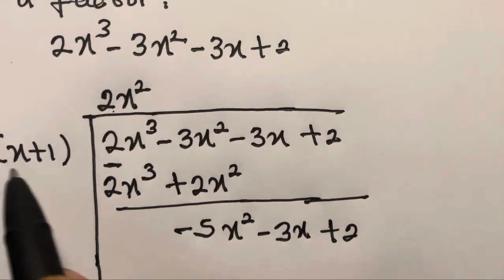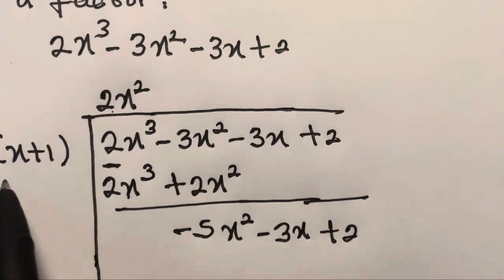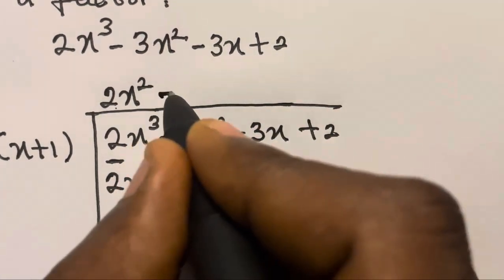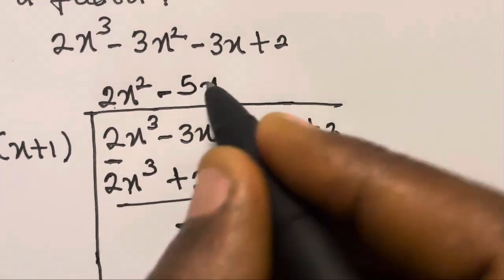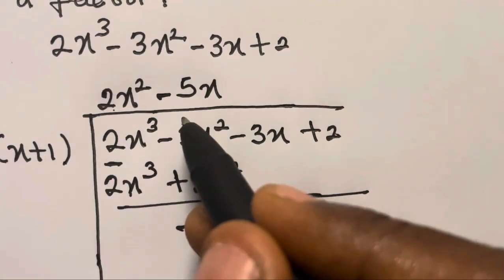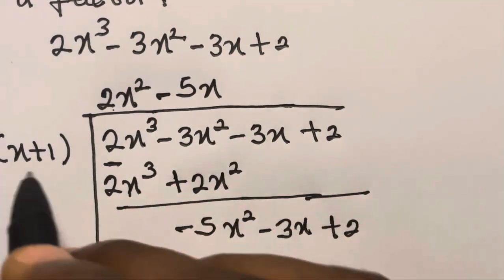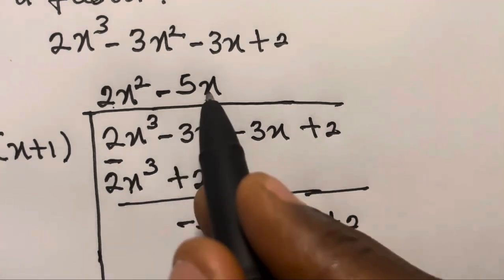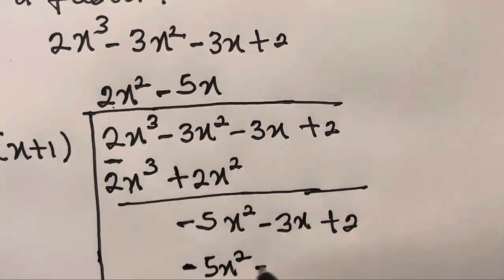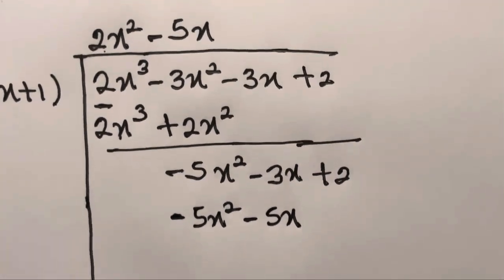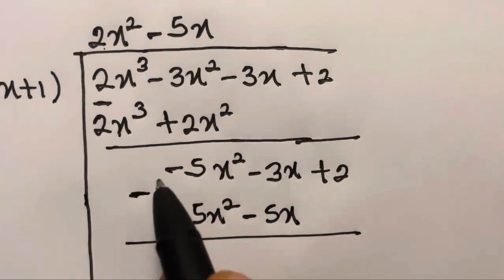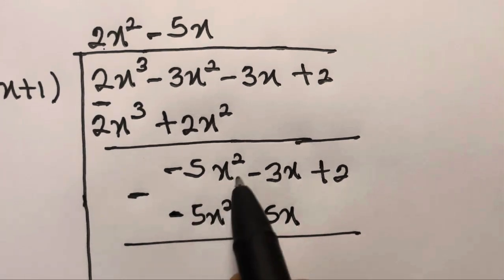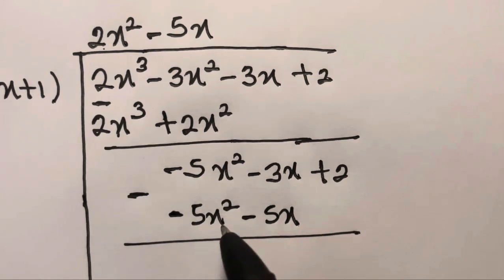So again, we have to divide minus 5x squared divided by x. So we have minus 5x. So again, we use this to multiply out this. So if you use to multiply, we have minus 5x times x, we have minus 5x squared. Minus 5x times 1, we have minus 5x. So again, we subtract this. Minus times minus, that is plus. We have minus 5x squared plus 5x squared, that will give us 0.